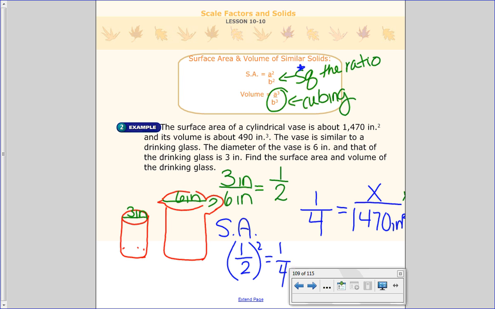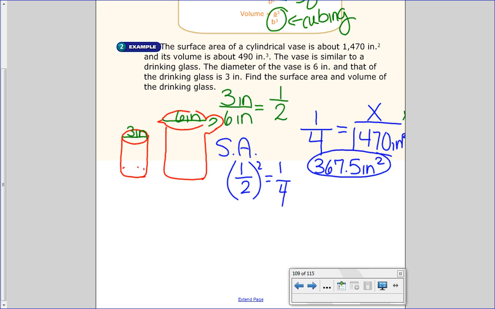So now we set up a proportion to solve. So 1 times 1,470 is obviously 1,470, divided by 4 is 367.5 inches squared. So that is the surface area of the glass. All right, so now we can go ahead and do the volume the same way.